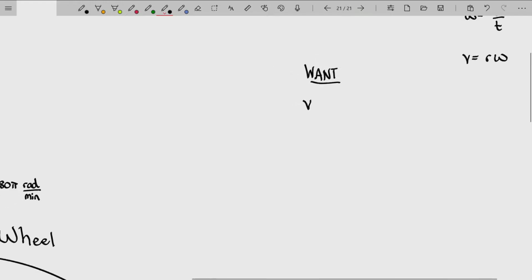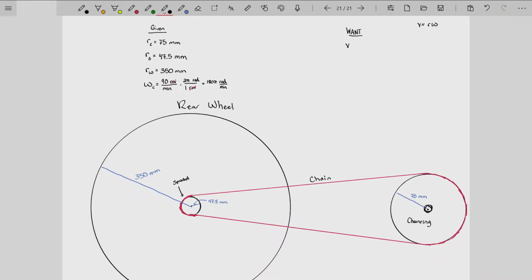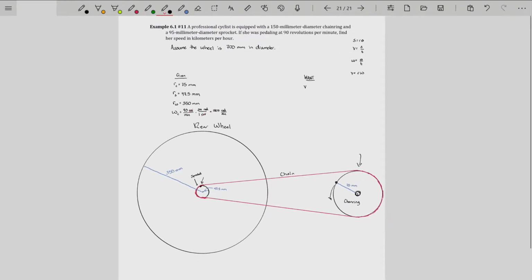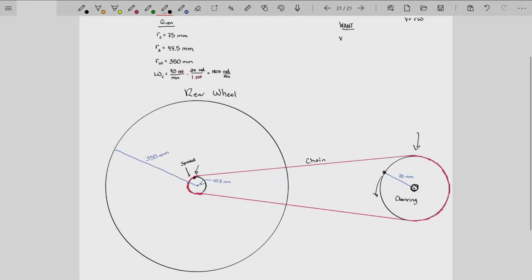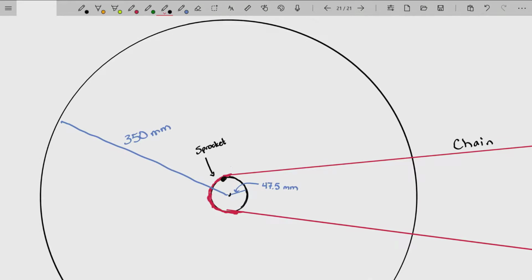I'll say V. But there are 3 linear speeds here. There's the linear speed of the chain ring. How quickly is a point on the chain ring spinning around? There is the linear speed of the sprocket. How quickly is a point on the sprocket spinning around? And that's not in angles. That's in linear, in like, what are we in? Feet or something like that? I think we're in feet. Millimeters, sorry. We're in millimeters. So that'd be in millimeters per minute.